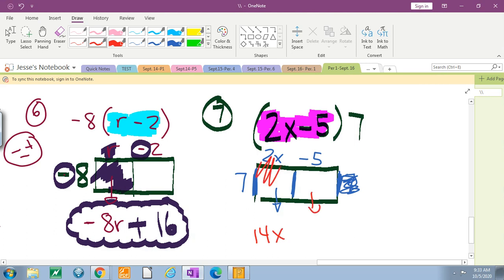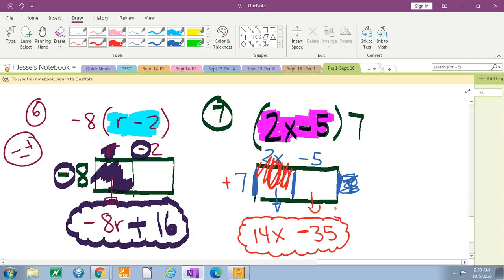So I'm going to take this out so it doesn't confuse me, right? So now positive times negative is negative, and then 7 times 5, 35. And there's your answer. Okay, that's it. Bam, you're done. Okay, cool. You guys understand that? It's pretty easy. And then one more.